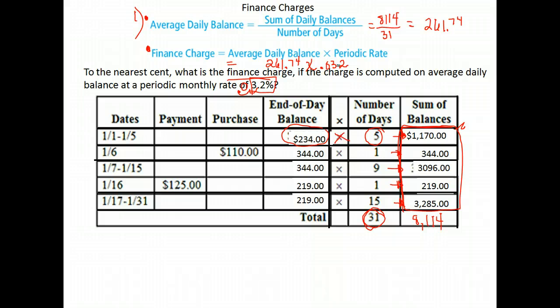So $261.74 times 0.032. And when I do that, I get $8.38. So the finance charge on this credit card bill, the amount she's charged for interest, is $8.38.